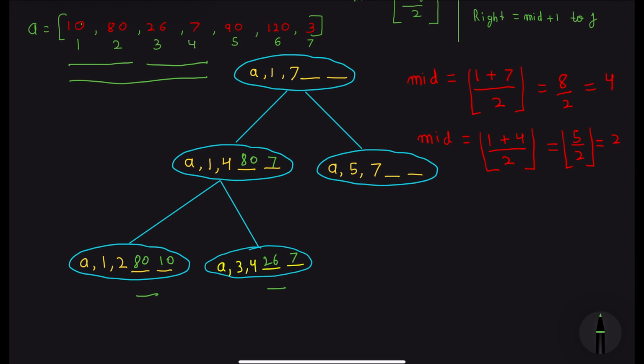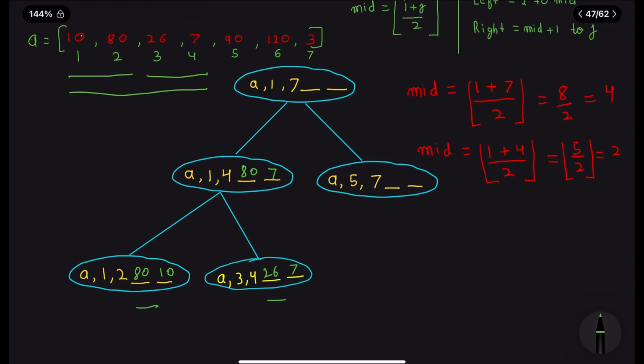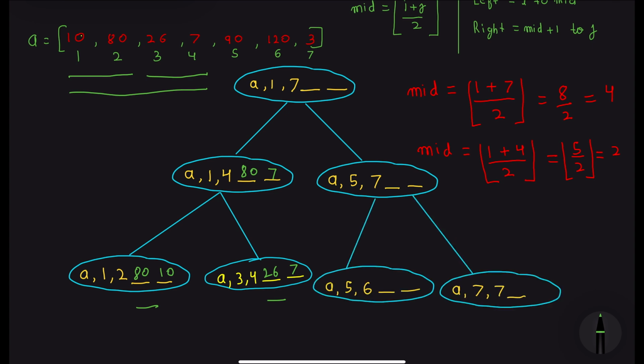So we got the maximum and minimum from the left subarray, which is 1 to 4. And to get the maximum and minimum from the right subarray, we have to further divide the array. Now let's divide elements from 5 to 7. Mid will be (5 plus 7) by 2, which is equal to 6. So on the left side we will have elements 5 and 6, and on the right side we will have only one element, which is 7.